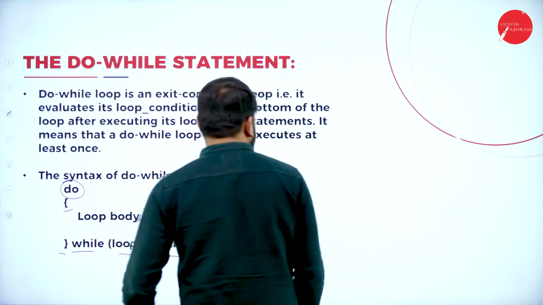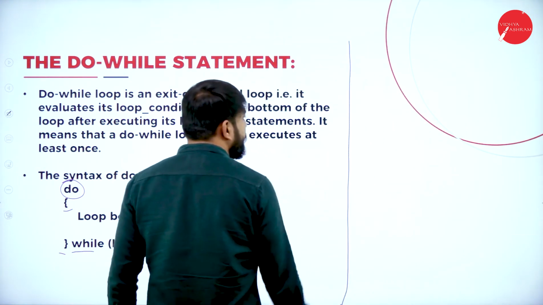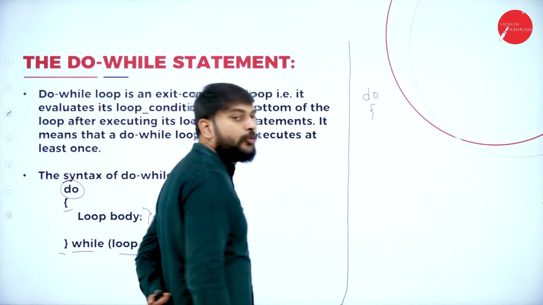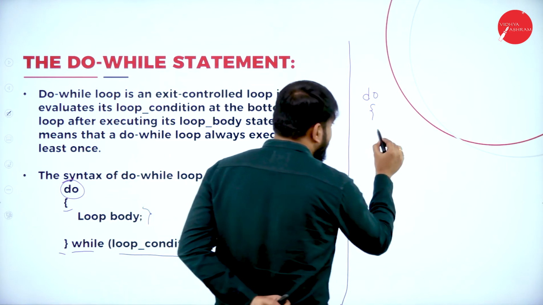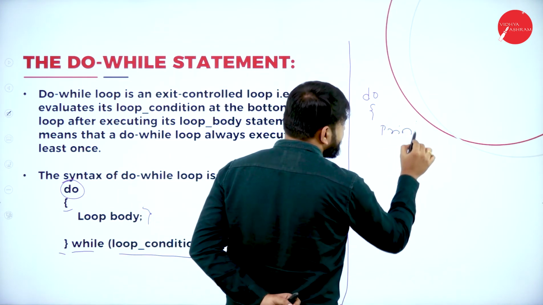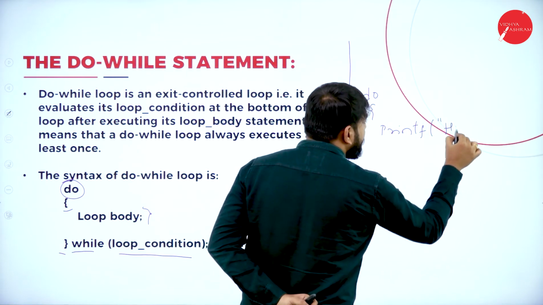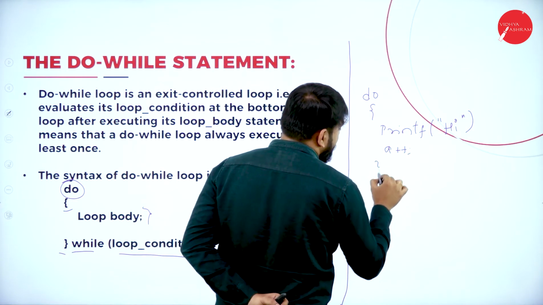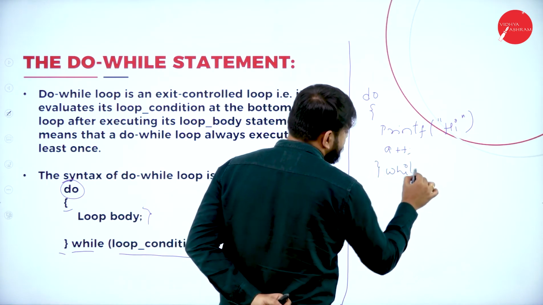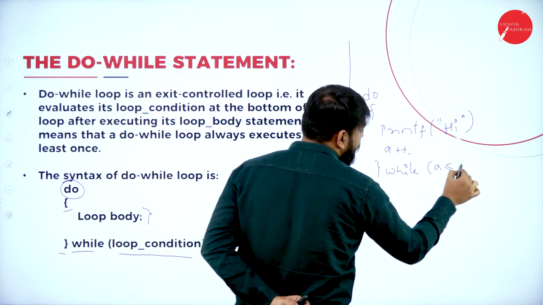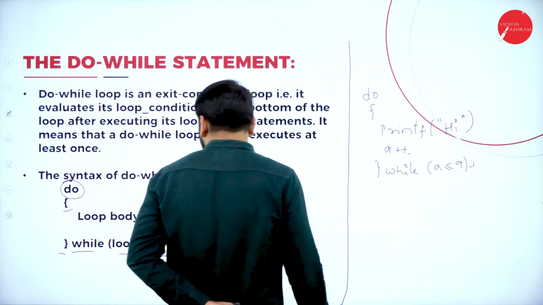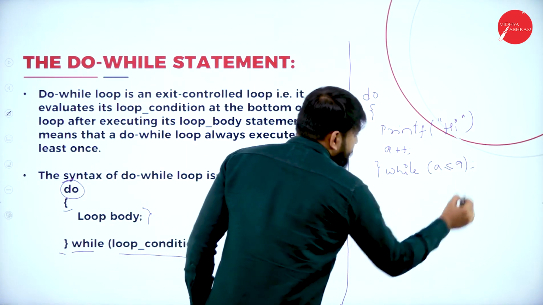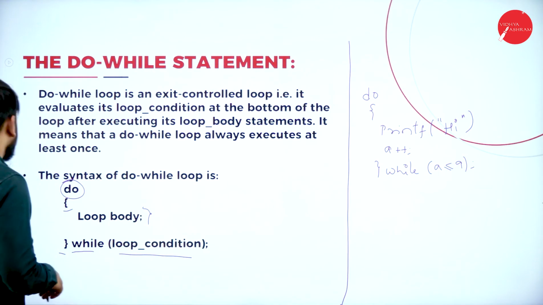All right, let me write an example for you. Look here. I have the keyword do. I have to use the open flower bracket. Inside, I have printf hi, then A plus plus. And then I have while, A less than or equal to 9. I have to use a semicolon here. Okay, the semicolon is there. Please observe, I'll give you some time. What have I written?